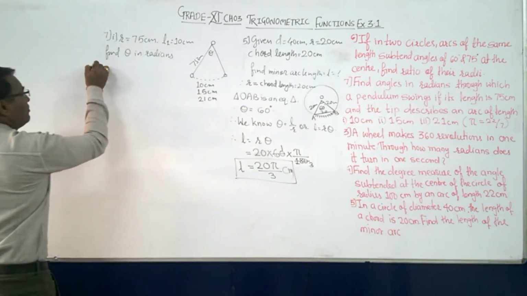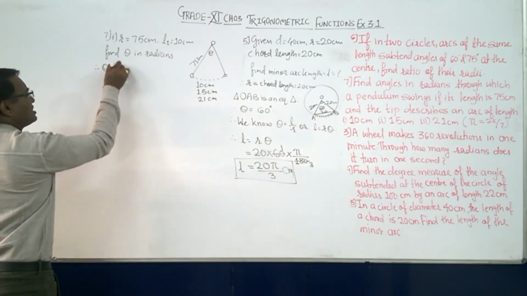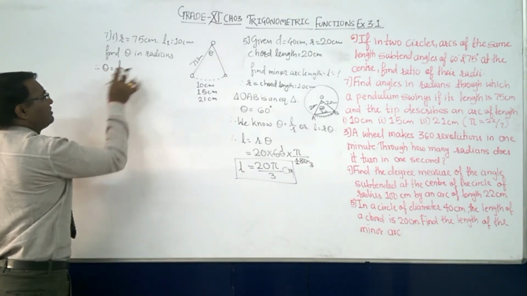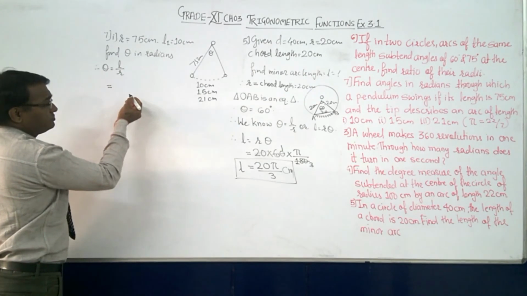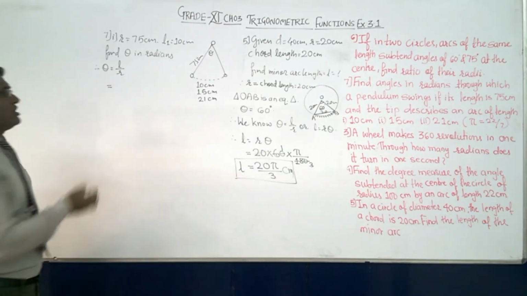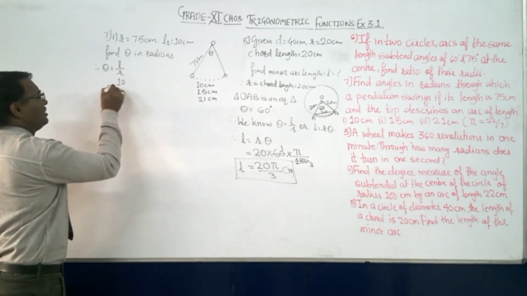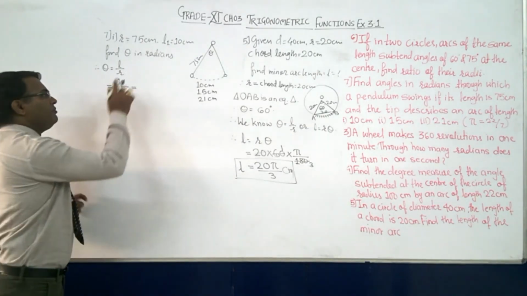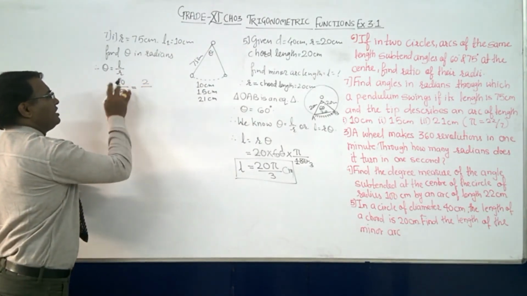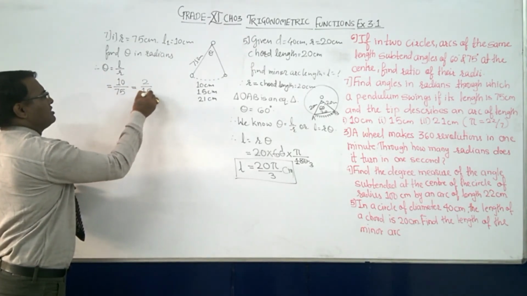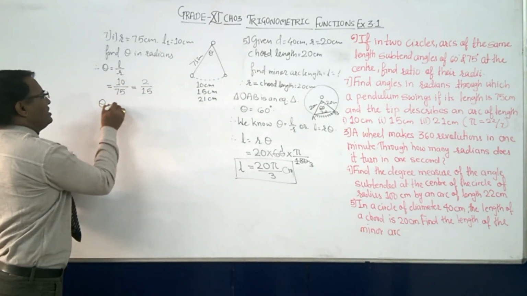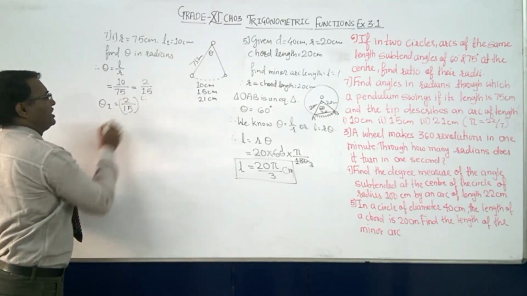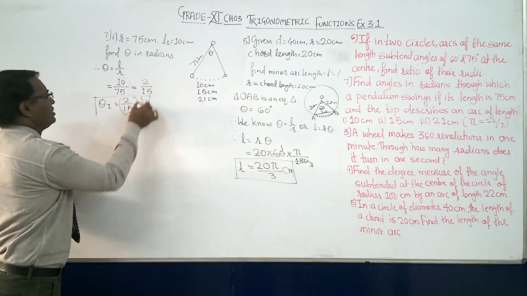Now we know the formula, theta is equal to L by R. So this was a much simpler sum. L is the arc length. What is the arc length given here? 10. And the radius is 75. So it will become 5 2s are and then 5 15s are. So theta 1 is equal to 2 upon 15 radians. This is your theta 1.